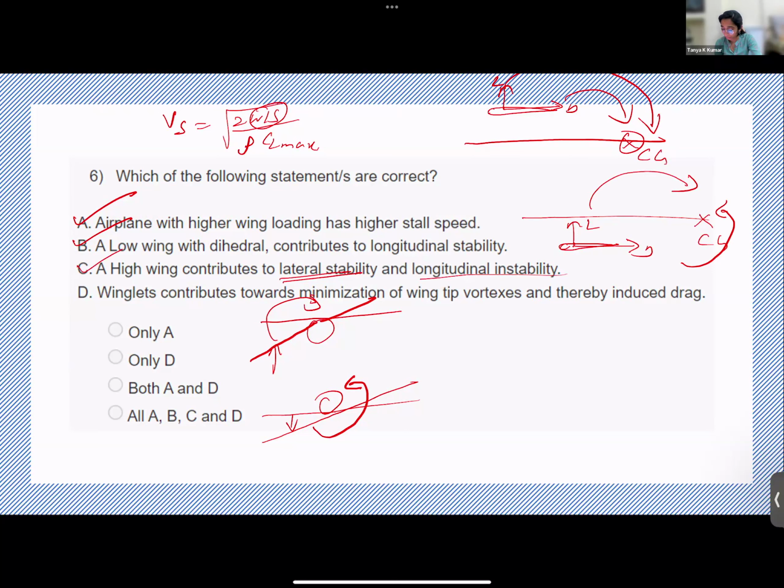Winglets contribute towards minimization of wingtip vortices and thereby induced drag. This is true. We had seen in the initial 2-3 weeks multiple times what causes vortices. The flow below the surface of the wing and above the surface of the wing interact at the tips, and when they interact at the tips, large vortices are formed. Now, when you introduce winglets, the magnitude of these vortices is reduced and hence they reduce induced drag. So all 4 points, A, B, C, D, are true. Okay, let's go to the next question.